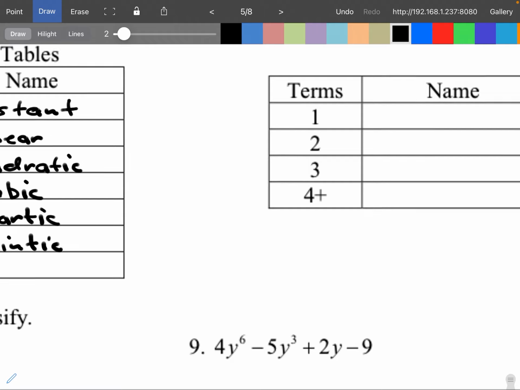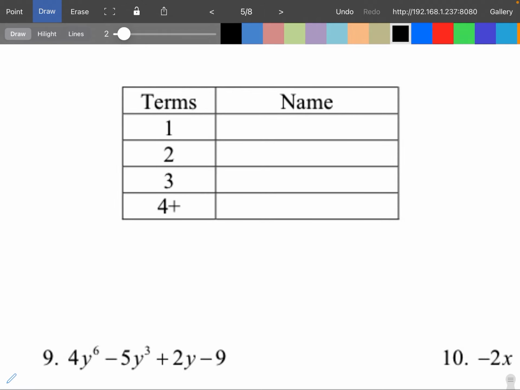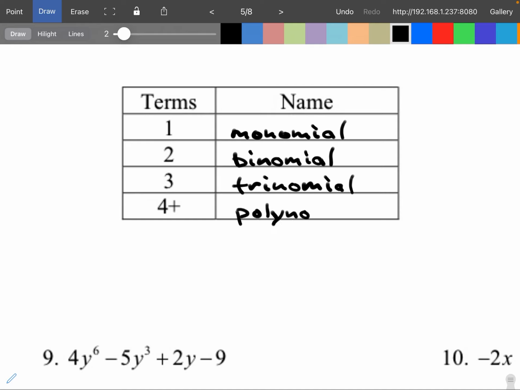And then you can also classify the polynomial not only by the degree, but also by the number of terms. So if it only has one term, we already know that it's a monomial. If it has 2 terms, it's called a binomial. If it has 3 terms, it's called a trinomial. If it has 4 terms, it's just a polynomial. If it has 5 terms, 6 terms, 7 terms, it's just called a polynomial.